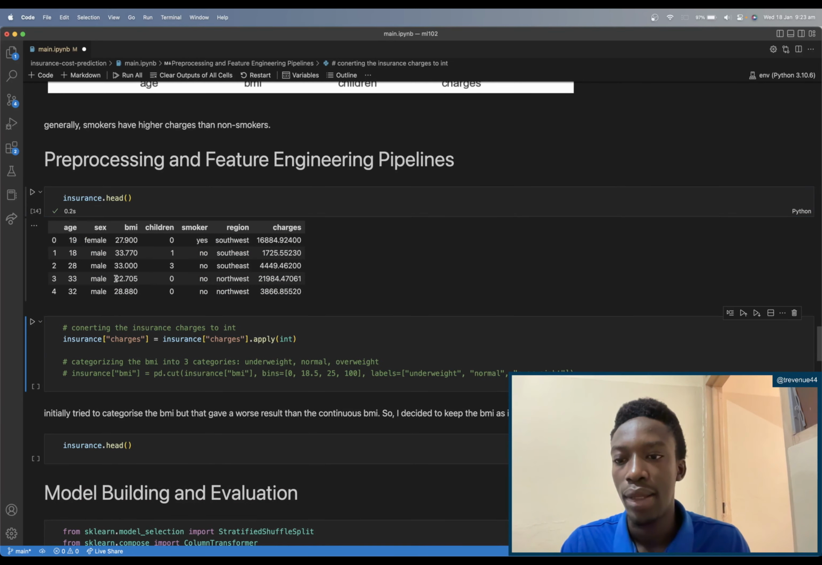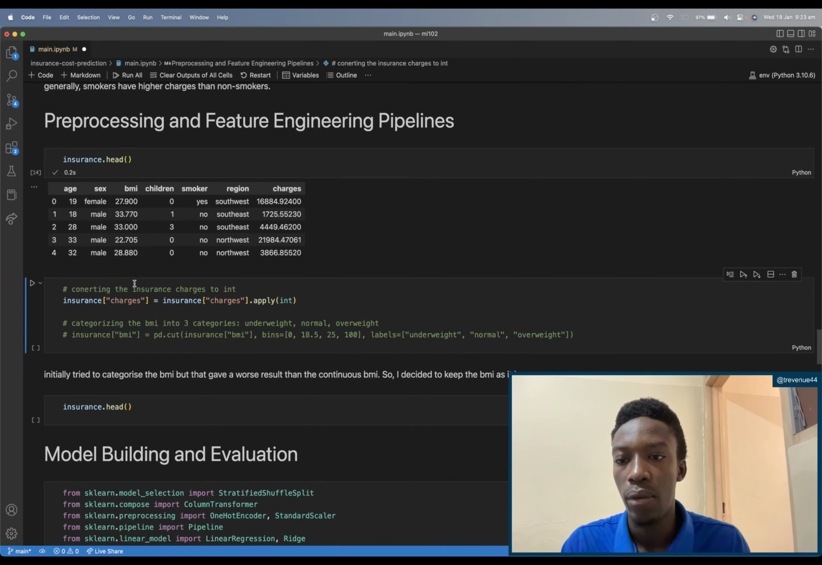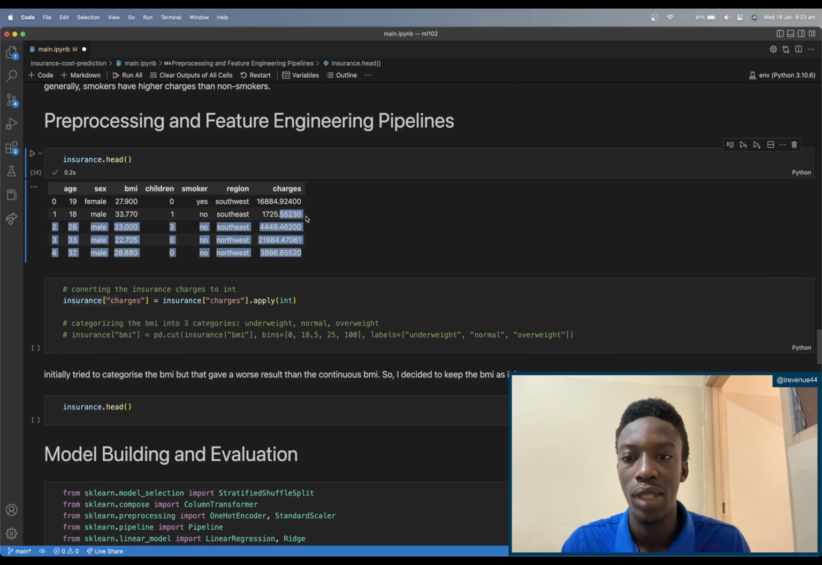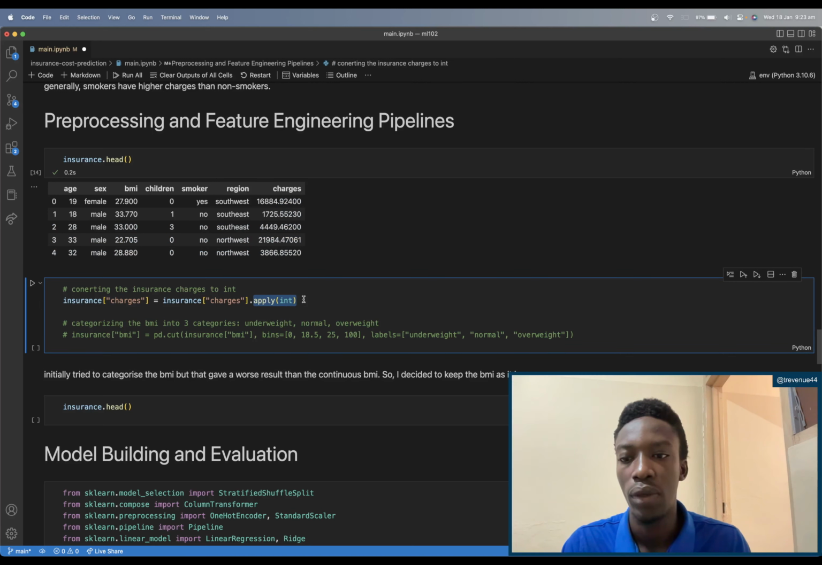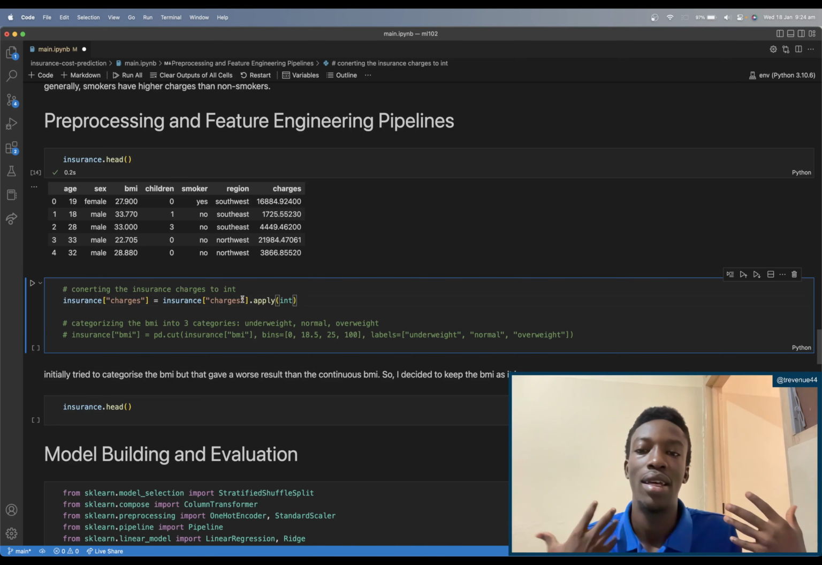Now, when I look at the data set again, I wanted to basically change the charges. They have some decimal places over here, making a float. I literally just changed them into an integer. So I applied the int function to the whole of that column, because I thought it would be easier to just predict the integer value of the charge instead of trying to predict the decimal places also, right?